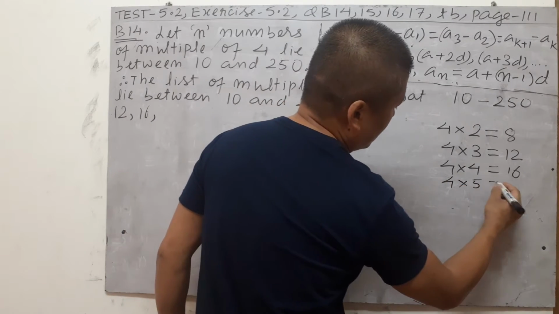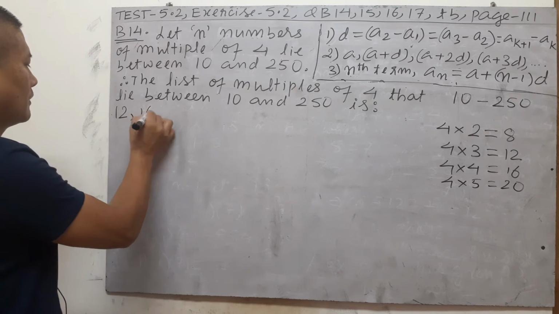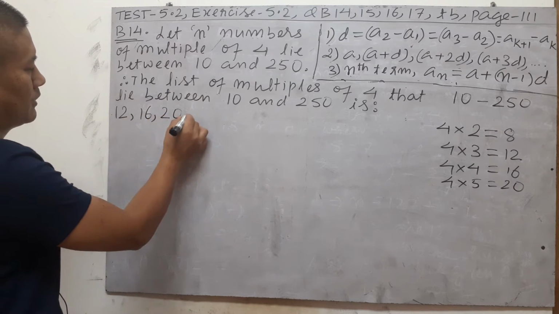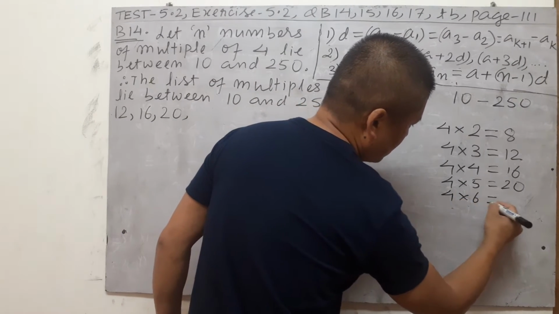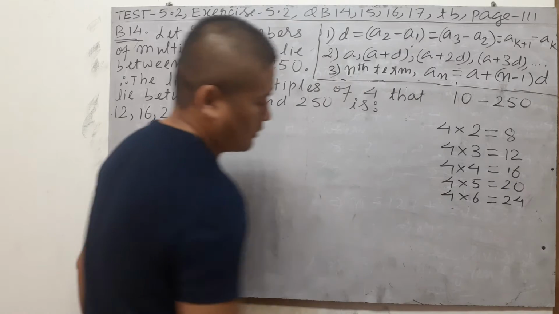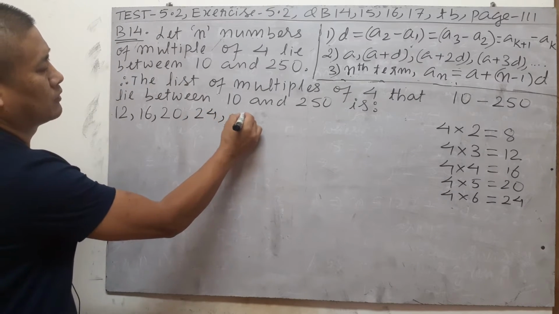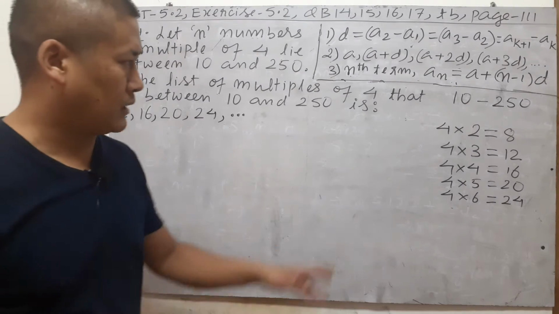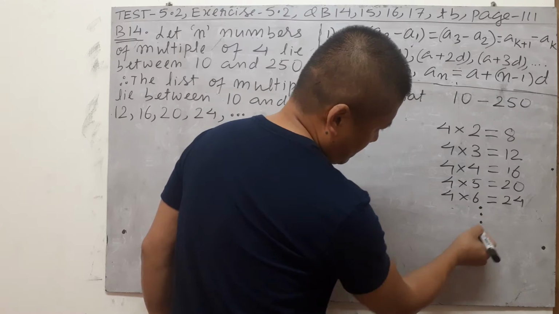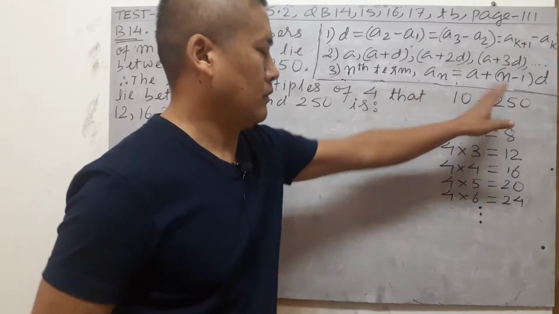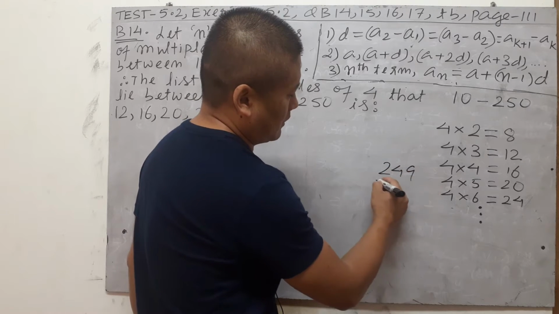4 5s are 20, so the next one will be 20. You can add one more, or that 3 is also sufficient. 4 6s are 24. Like that it goes. So 24, comma, dot, dot, dot, and the last multiple here. So you're keeping a lot of gap here, and then 250. So it should be below 250. So 249, is it divisible by 4?